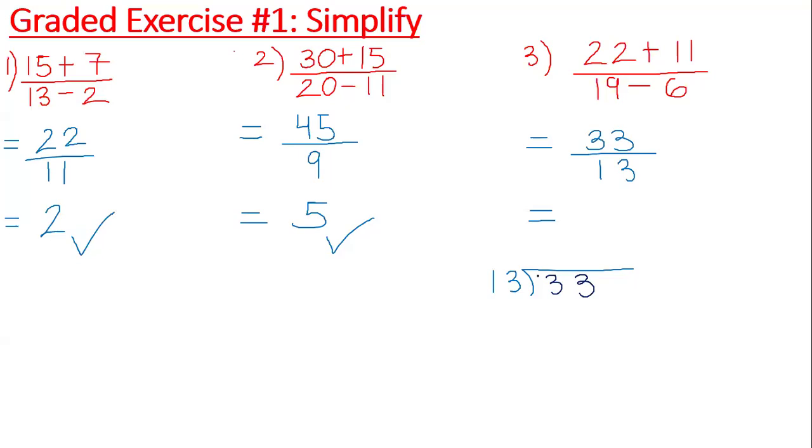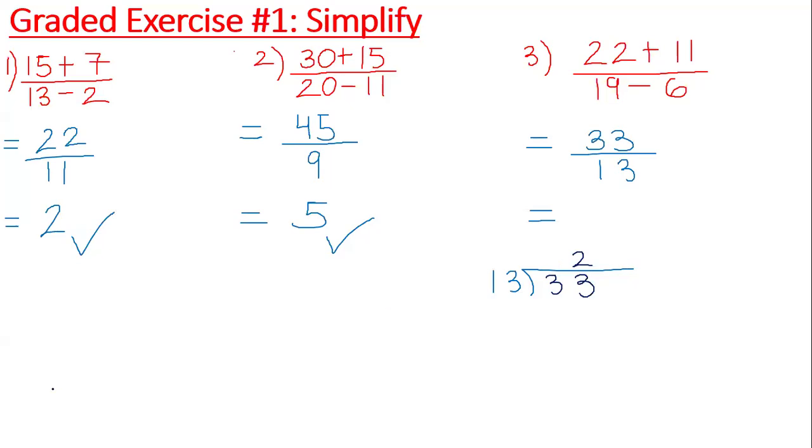Okay, how many times does 13 go into 33? Twice. 13 times 2 is what? 26. This thing just goes on and on. It's a recurrent decimal. It just continues on and on.